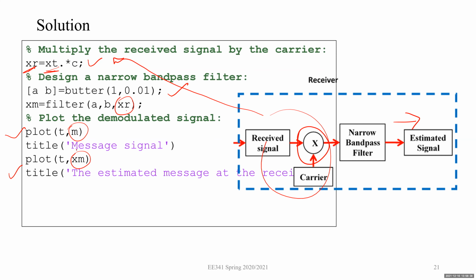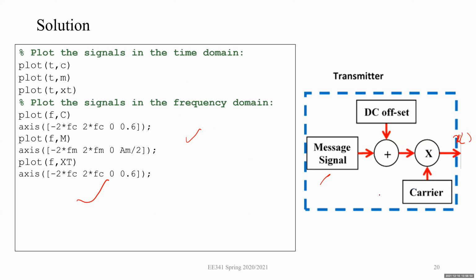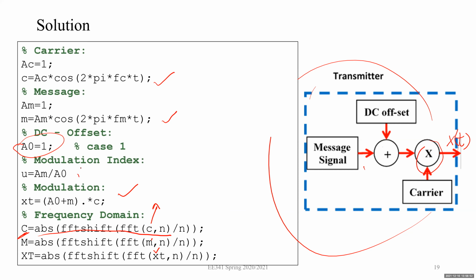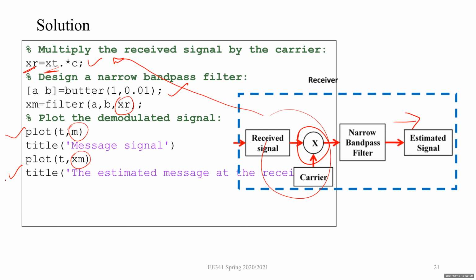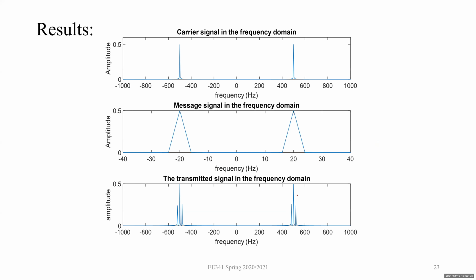That's it. So this is the carrier signal, this is the message signal, and then this is the transmitted signal for when your amplitude is equal to 1. Here I define mu equals Am divided by A naught. So for A equals 1 is my modulation. This is the frequency domain, and here you can see that the carrier is there in the transmitted signal. The carrier is not suppressed.